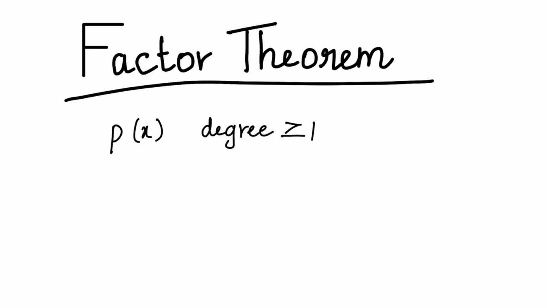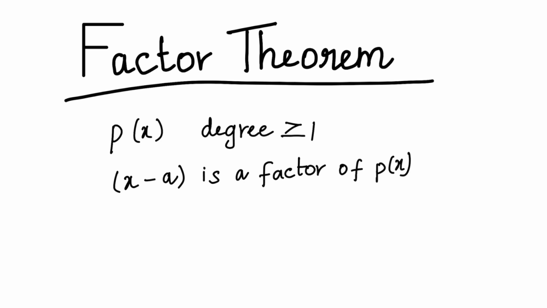If you say x minus a is a factor of p of x, then p of a is equal to 0. Okay, so this is the theorem. It says that if x minus a is a factor of p of x, then p of a is equal to 0. This is what factor theorem says.